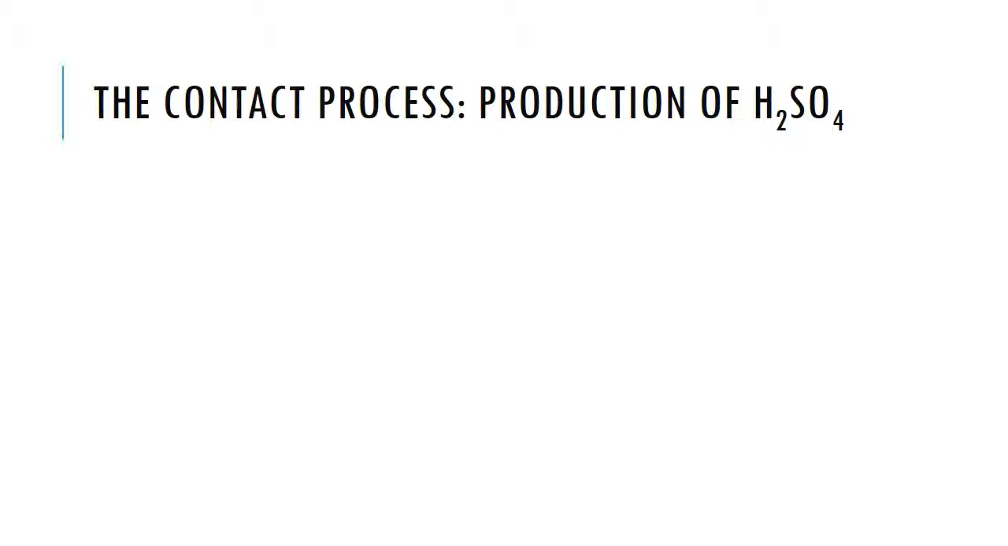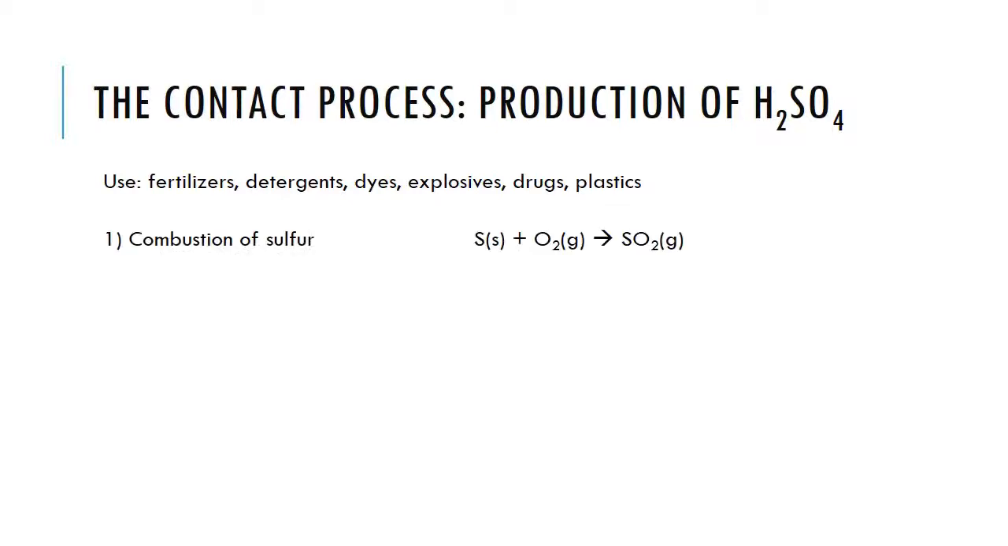The contact process is the production of sulfuric acid. We use sulfuric acid for, oddly enough, fertilizers, detergents, that doesn't seem safe, dyes, explosives, drugs, plastics. Didn't know sulfuric acid was used, and actually sulfuric acid is the number one produced chemical in the world. You know, nice little tidbit of information.